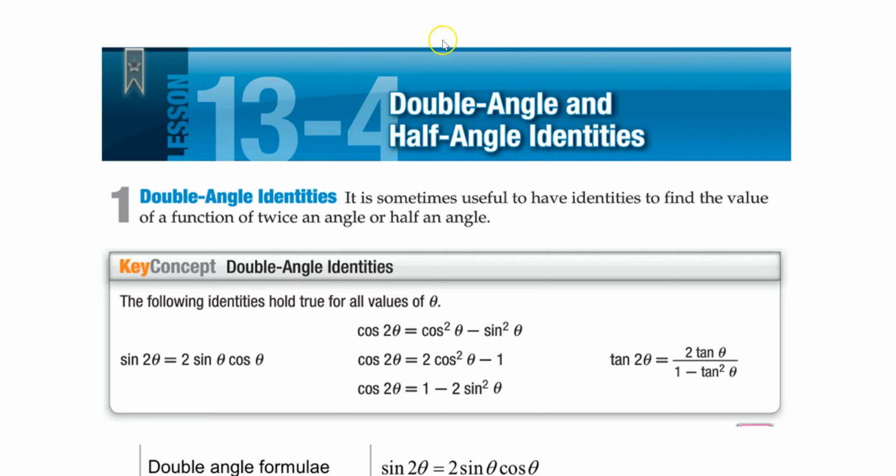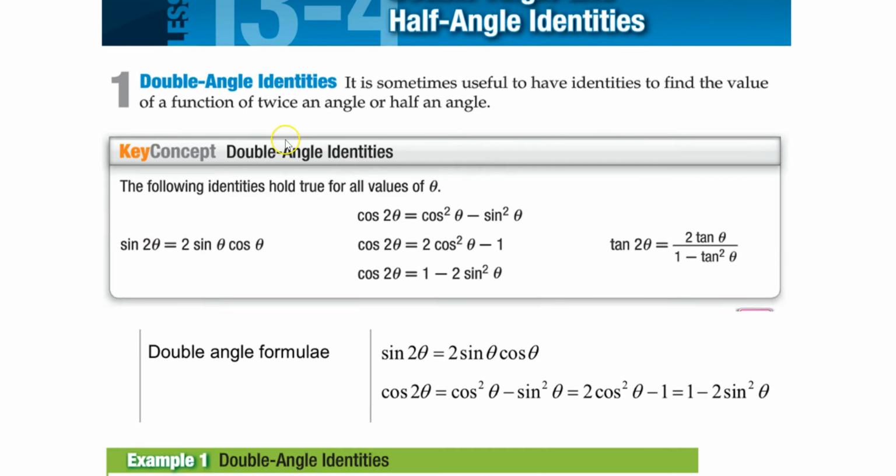13 for double and half angle identities. So here's some new formulas we're going to learn and use. So these specifically are the double angle identities. And like before, I will give you these. I'll give you that sine 2x. So if you ever want to simplify sine 2x, it's 2 sine cosine.